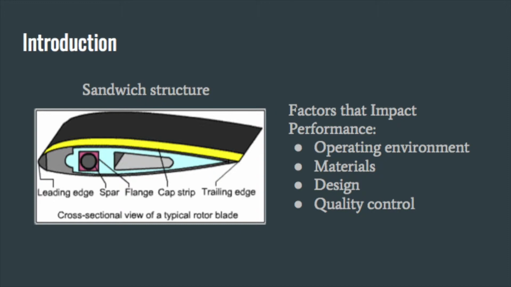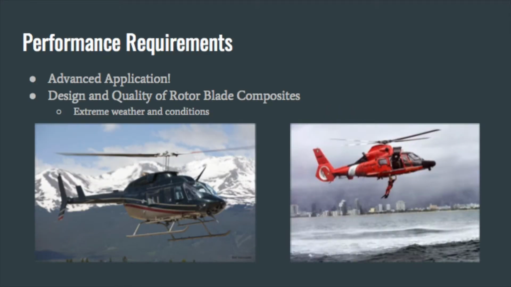Many factors such as operating environment, materials, quality control, and more must come into consideration during the manufacturing of a rotor blade, as reliability of engineering and aerospace applications is a major concern. The design and quality of the rotor blade composites is of utmost importance because they undergo extreme conditions, including a very wide variety of temperatures and humidity during operation, from the desert to Arctic conditions.